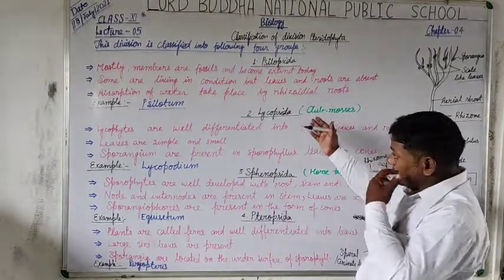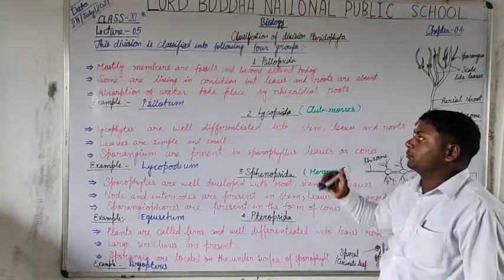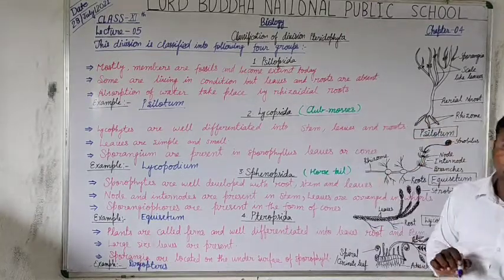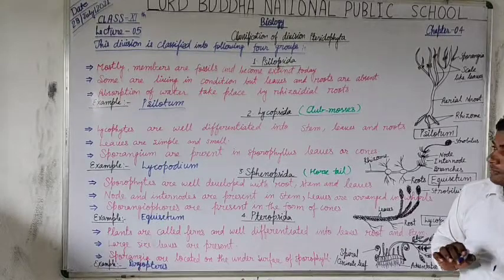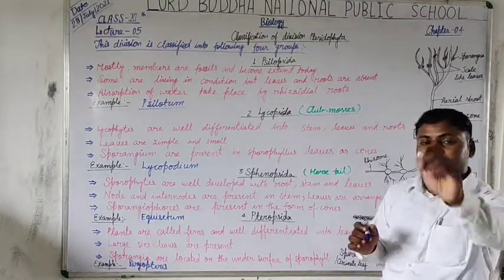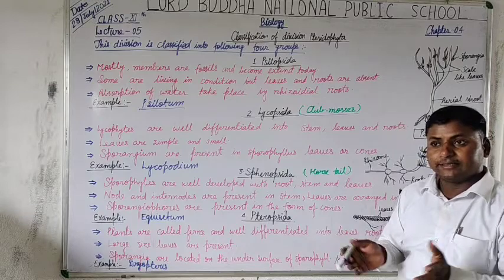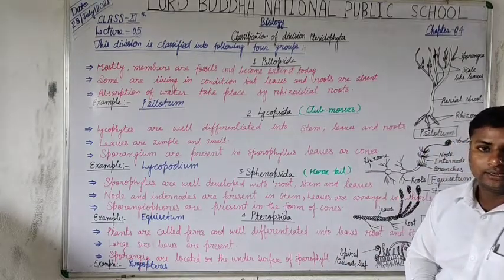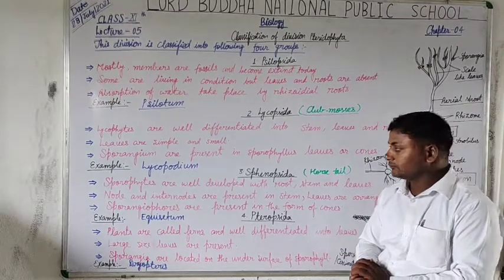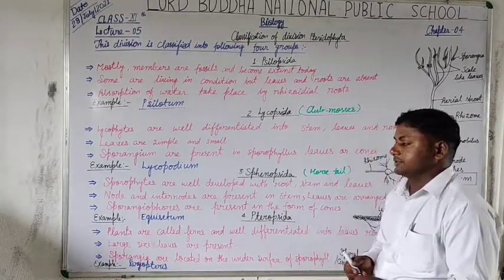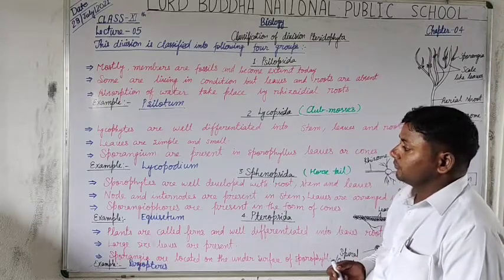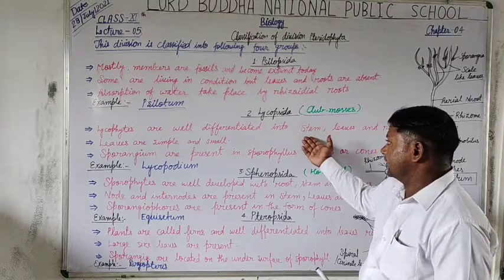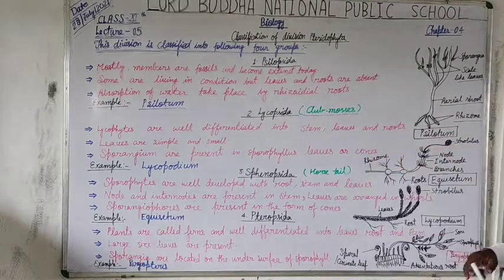Now students, the second group is Lycopsida. They are generally called club mosses, because they densely cover the soil surfaces where they grow abundantly. So they are called club mosses. Lycophytes are well differentiated into stem, leaves and roots.